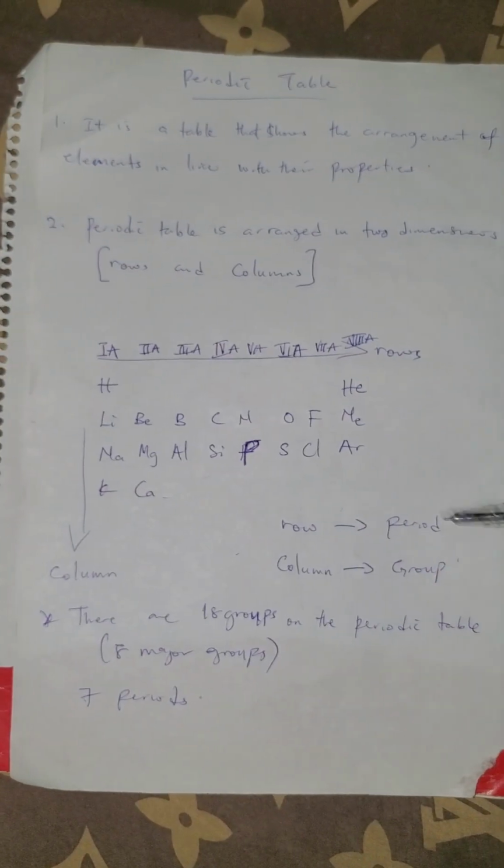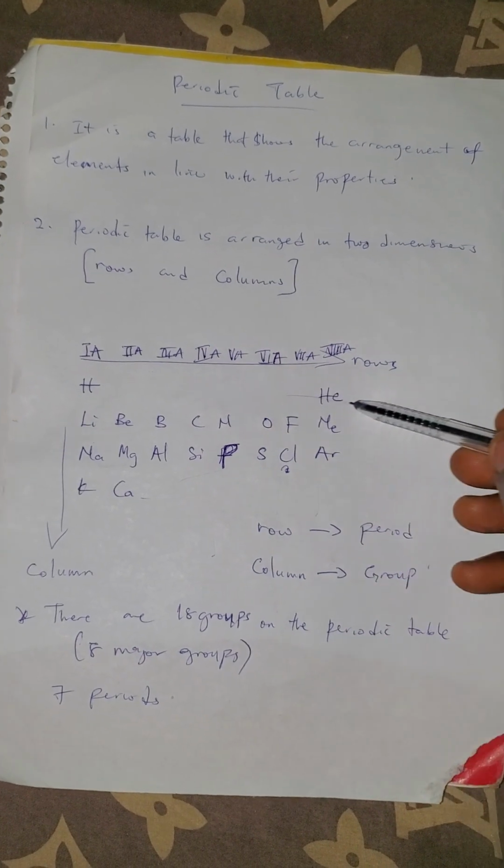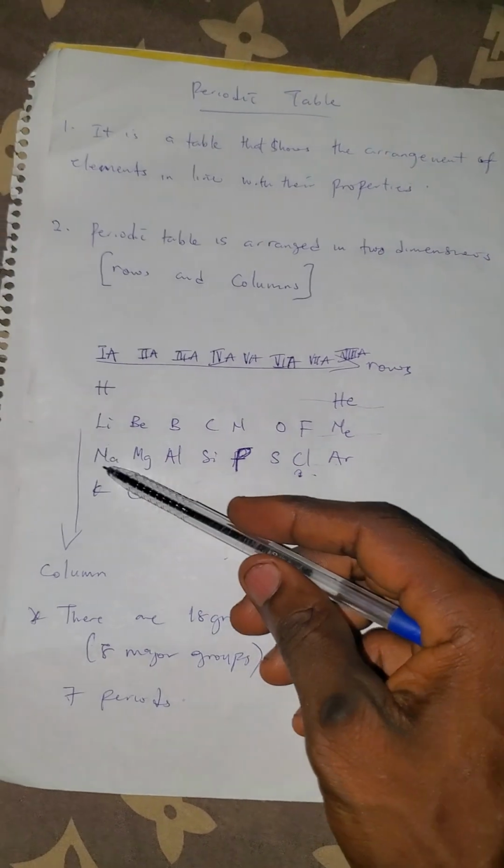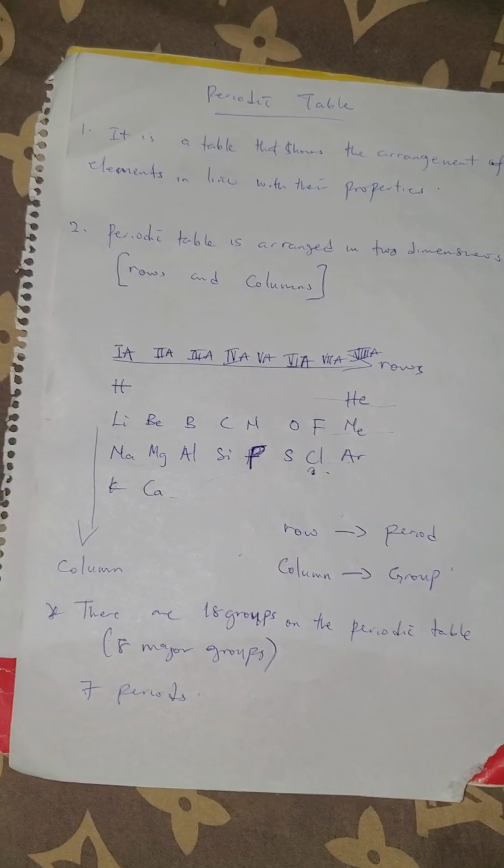Period 3, group 7, that's chlorine. If you check, this is chlorine, and this is the first period, second period, third period. So it's in period 3 and group 7. 1, 2, 3, 4, 5, 6, 7. Let's check the next one.